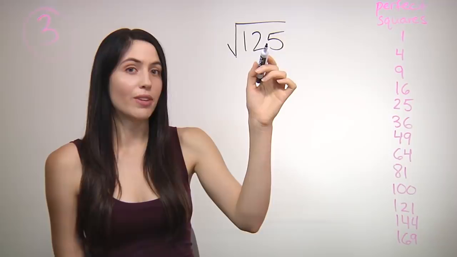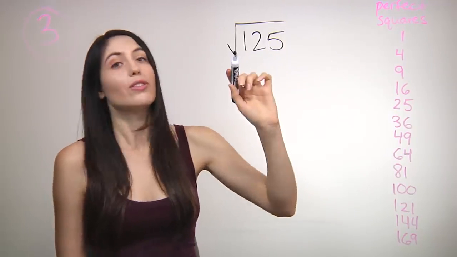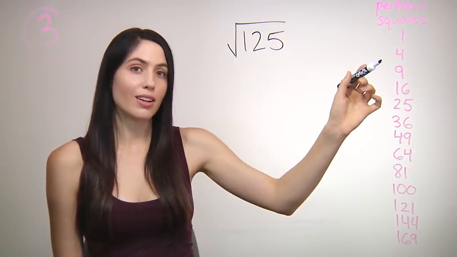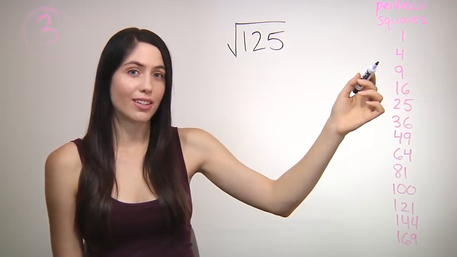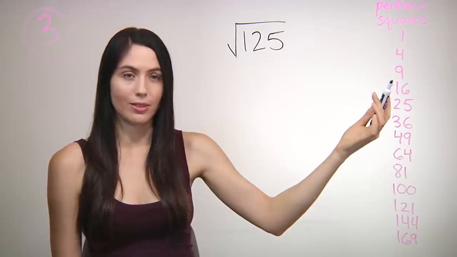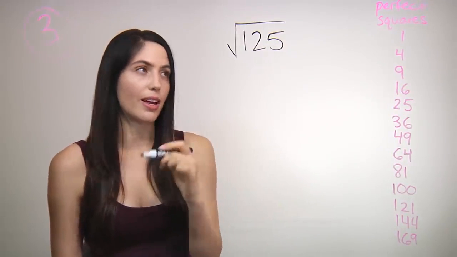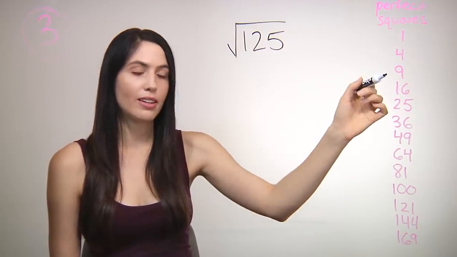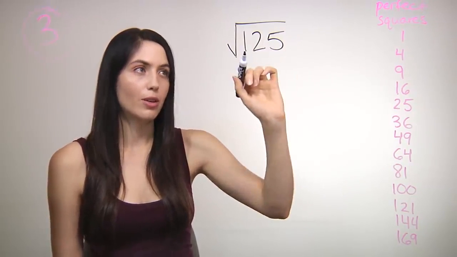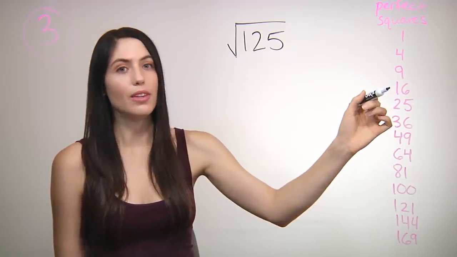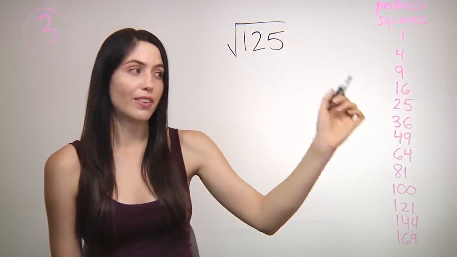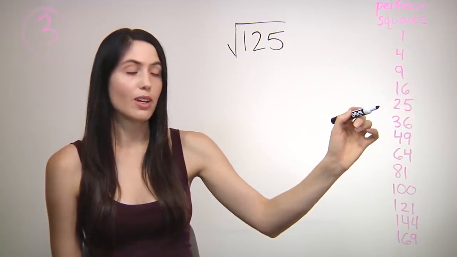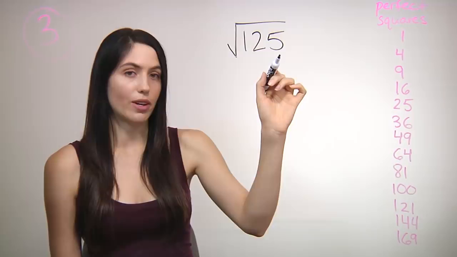So if you take 125 and try dividing by them, start with 4. 125 divided by 4 does not go in evenly. If you punch it into your calculator, you'll get a decimal, and that's how you'll know, or you could do it by hand off to the side. So try 9 next. 125 divided by 9 does not go in evenly. 125 divided by 16, no. 125 divided by 25 does work because 25 times 5 is 125.